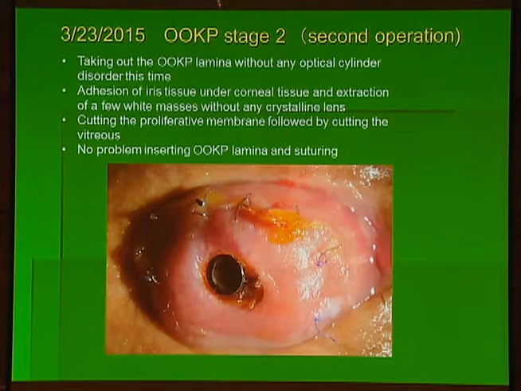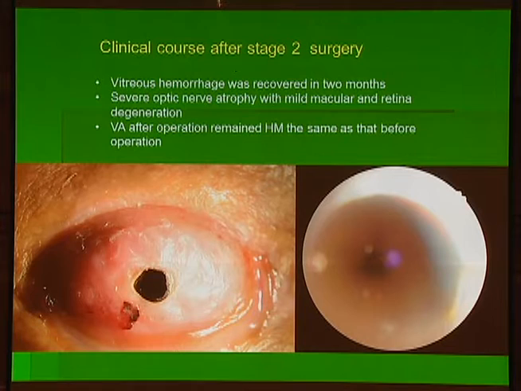In the clinical course after stage two surgery, unfortunately vitreous hemorrhage was there, but it recovered in 2 months' time, so we can see the optic disc, but with severe optic nerve atrophy and mild macular and retinal degeneration. Visual acuity after operation remained hand motion, the same as before operation. So the patient was disappointed, and me too.